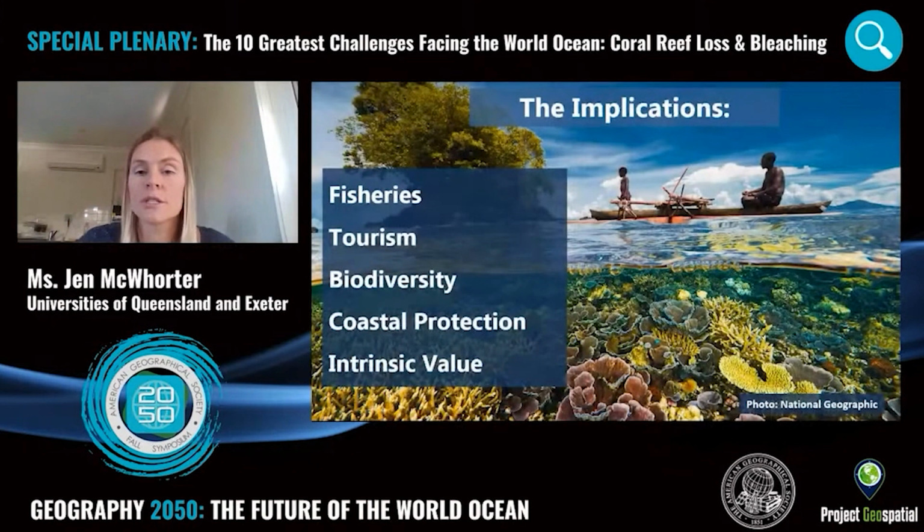Coral reefs support fisheries and tourism. They're one of the most biodiverse spots on Earth, and they've been considered the rainforest of the ocean. Coral reefs not only provide food and tourism revenue for coastal communities, they provide protection from storms by creating a physical buffer. Coral reefs also provide an intrinsic value. We simply like knowing that they're there.